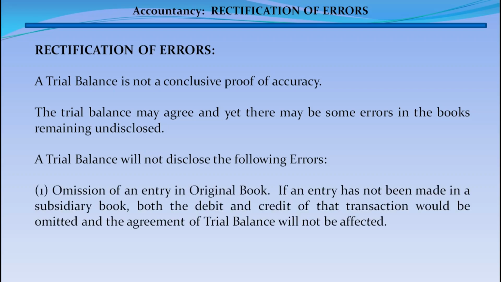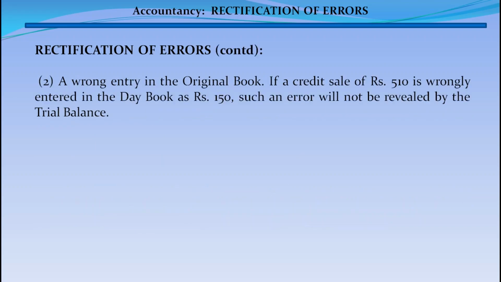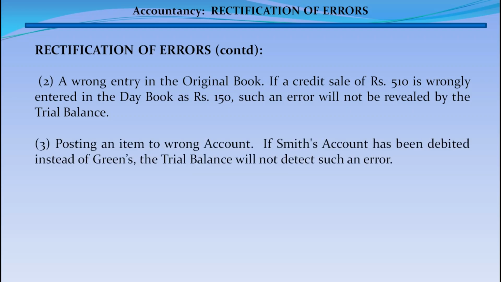1. Errors of omission. Omission of an entry in original book. If an entry has not been made in a subsidiary book, both the debit and credit of that transaction would be omitted and the agreement of trial balance will not be affected. 2. A wrong entry in the original book. If a credit sale of 510 rupees is wrongly entered in the day book as 150 rupees, such an error will not be revealed by the trial balance.